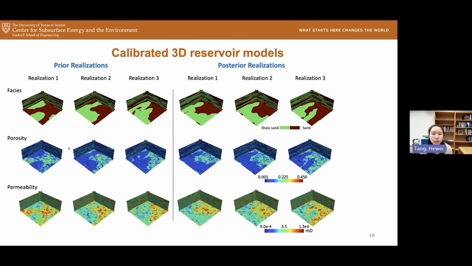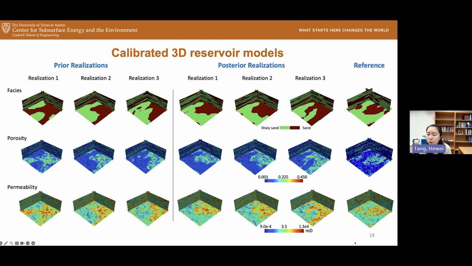Here I show some results of the prior realizations of the reservoir model. This is my prior guess of the reservoir model, and also the posterior realizations after assimilating the observation data, and how it compares with my reference reservoir model. Since this is a large model with larger uncertainty, we cannot expect the posterior realization to be really similar to the reference, but it does change toward the reference. So it's more like the reference than the prior is.